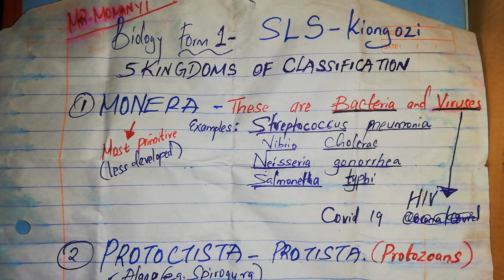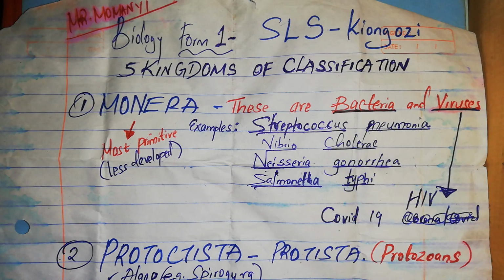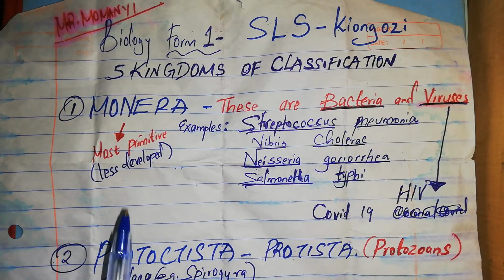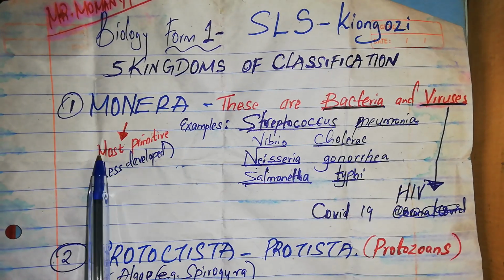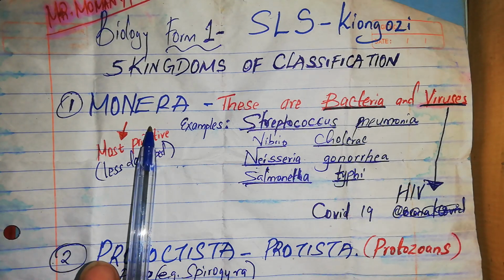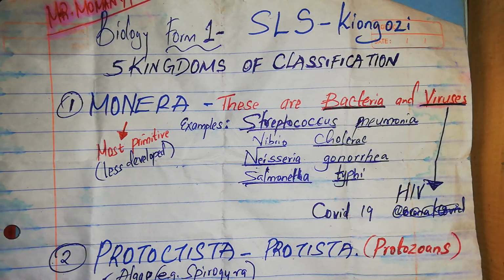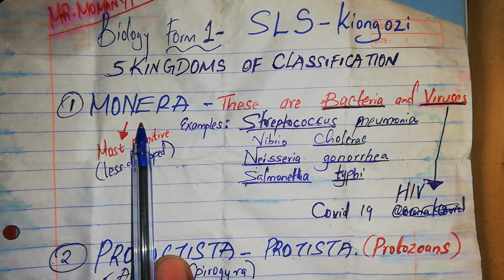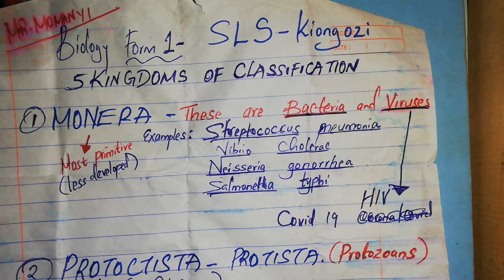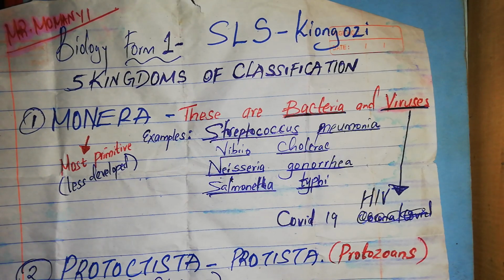We have 5 kingdoms, and the kingdoms of classification have been arranged from the smallest to the largest. If you can see, for example, the first kingdom here called Monera, I have written most primitive. This is the smallest kingdom, with very few members. So kingdom Monera, these are bacteria and viruses. They are the most primitive. That means they are the less developed members in this kingdom.